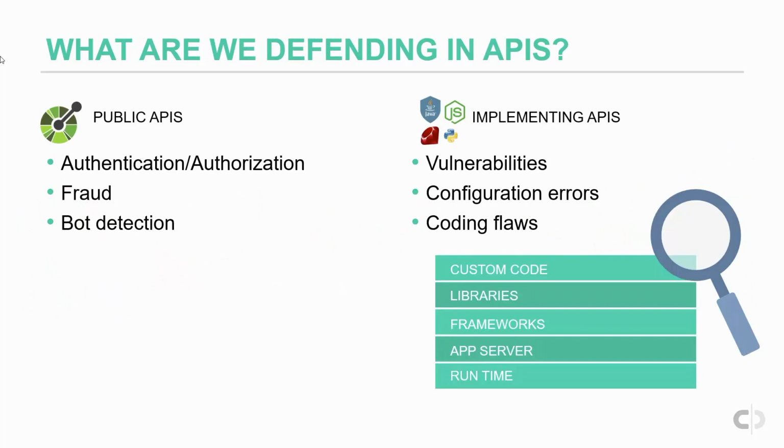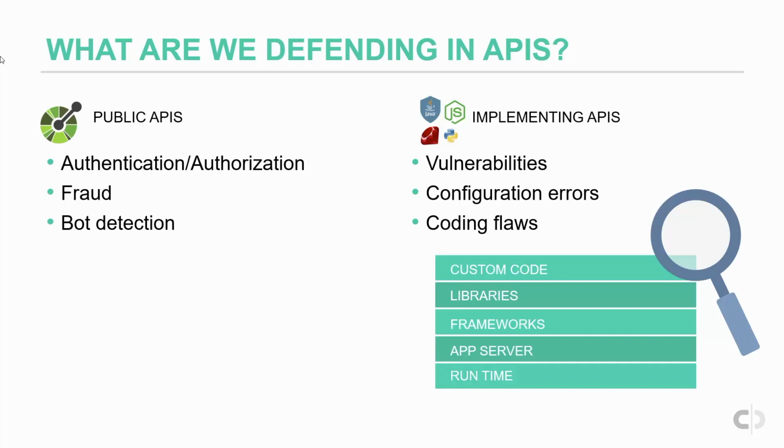So if we want to look at what we're defending with these APIs, there are generally different perspectives in terms of what we want to work on. For public APIs, we tend to think about them more in the realm of authentication and authorization, fraud prevention, or just different bots and crawlers. But then when we have the implementing API, which is a lot of the code that we write, this is where things like vulnerabilities come into play.